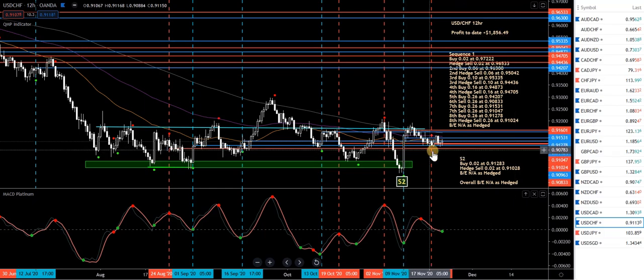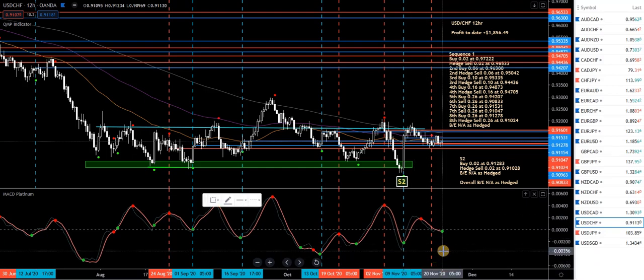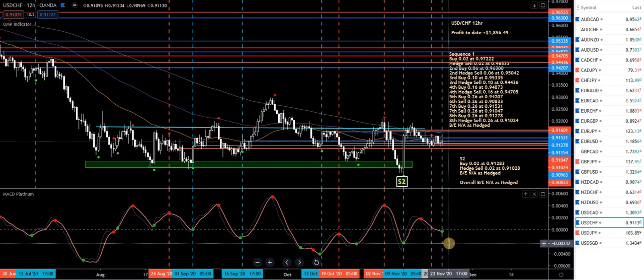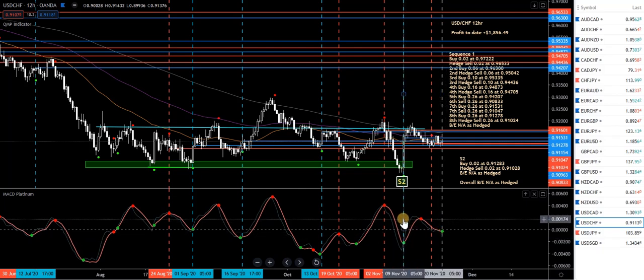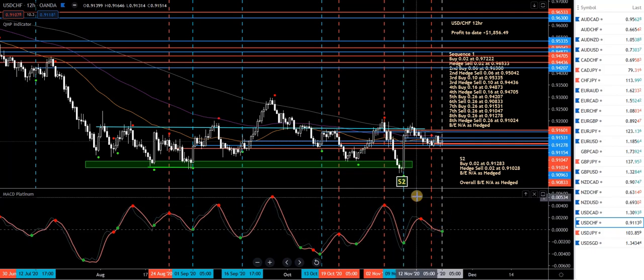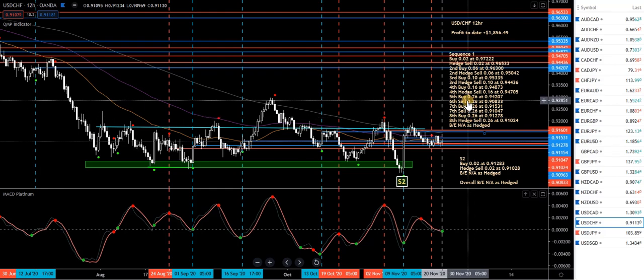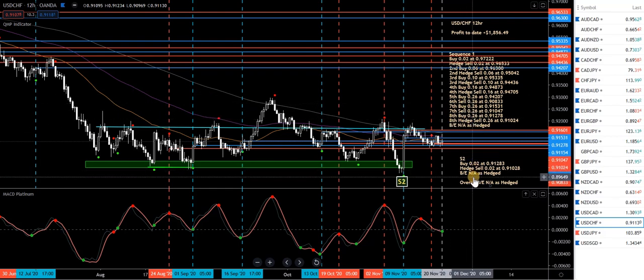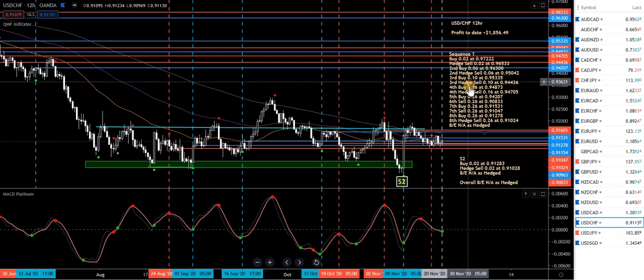Sequence 2 is a buy, hedge sell. So if I get a new buy, there's going to be a warning signal there below the MACD Platinum 0 level. If I get a buy signal here, it will be a sequence 3 buy, hedging a buy for sequence 1 and another buy for sequence 2. So we'll break the hedges there. They're all hedged at the moment.